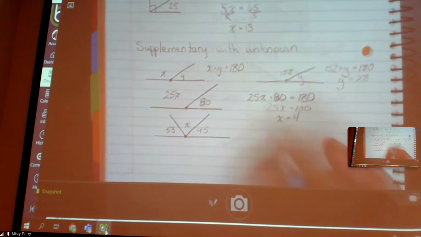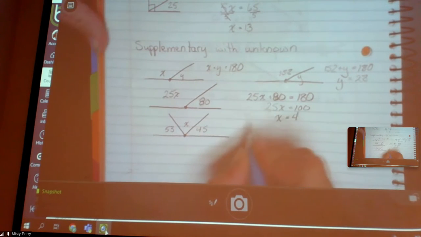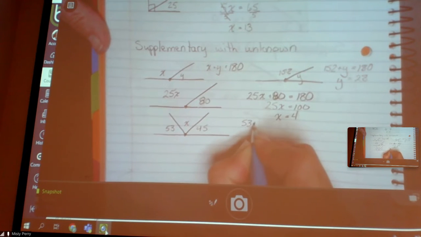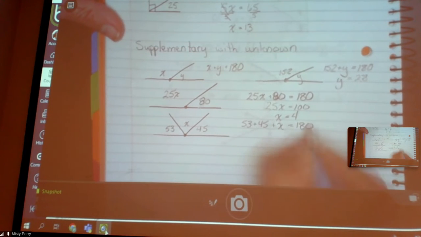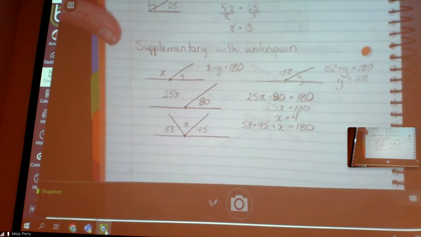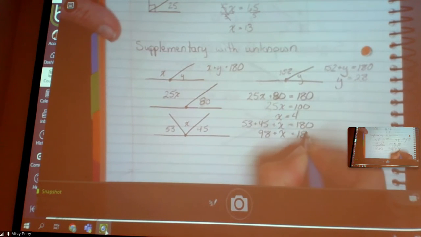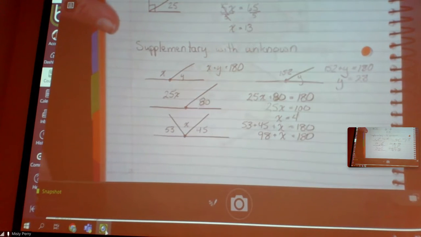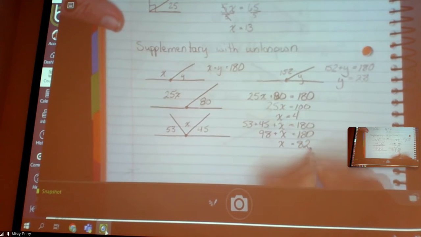This is the exact same thing. You're just going to set it up with 3 on this side. 53 plus 45 plus x is going to equal 180. Combine your terms. I have 98 plus x is 180. I'm going to subtract 98 on the other side and find out that my x is going to be 82.